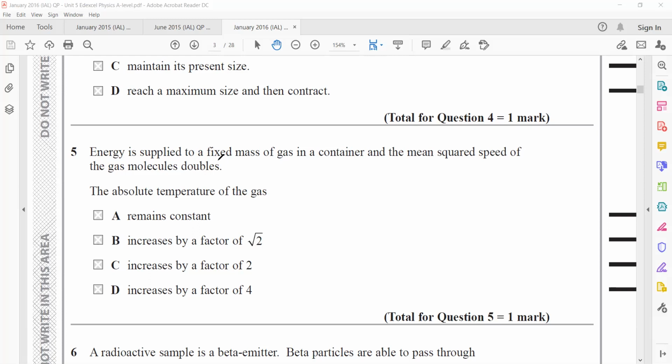See, the energy supply, the mass is fixed and the mean square speed, not the root. Read the mean square speed. They did not use the term root. Look, we are saying kinetic energy is proportional to temperature. So half mv square is proportional to K, the temperature. And what is V here? V is VR, root mean square speed. But what they said is mean square speed is double.